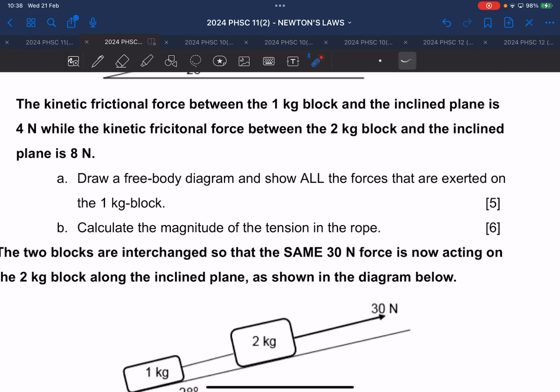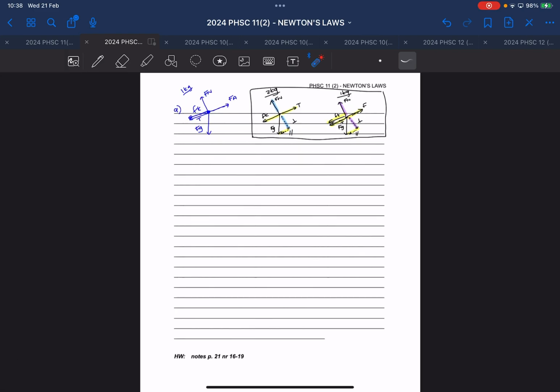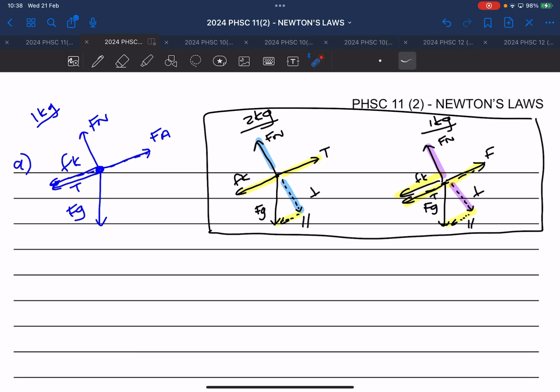Okay, now they ask you for 6 marks. 6 marks tells you definitely more than one calculation. Calculate the magnitude, the size of the tension in the rope. So we've just said this tension and this tension is exactly the same. So you can choose, am I going to look at the 2 kilogram or am I going to look at the 1 kilogram? Okay, and Tando, which one do you want to look at?